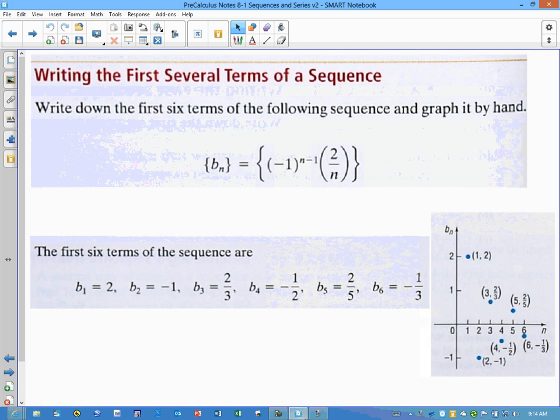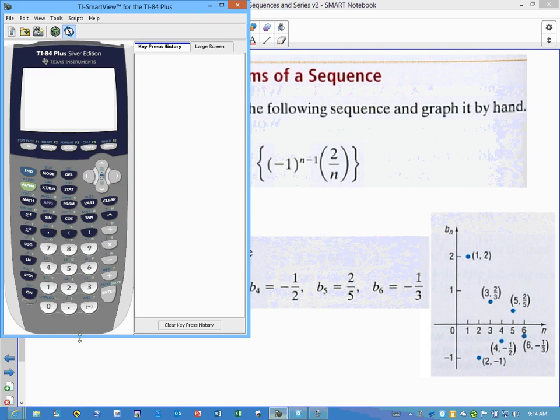So starting with this list, I'm going to first go to mode, and I want to make sure I'm in sequential mode, SEQ. This will be the first time we're using sequential mode. And then looking ahead, in order to get the dots correctly, I do want to be in dot mode rather than connected mode. So I'm in sequential mode and I'm in dot mode.